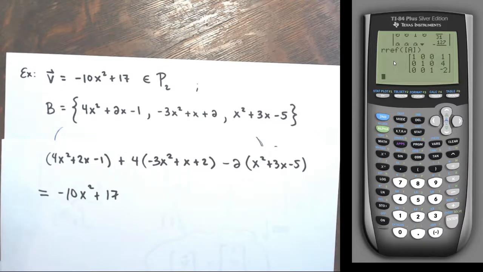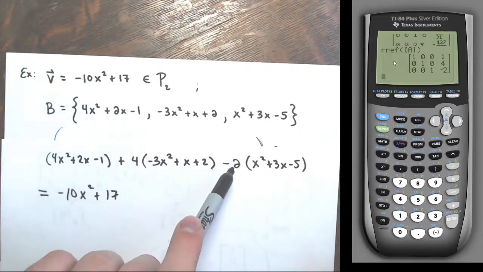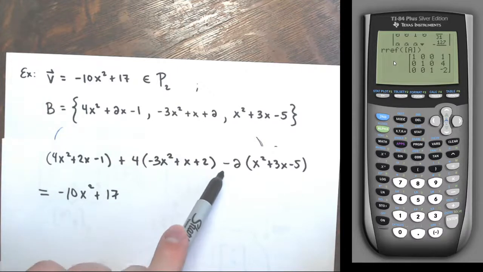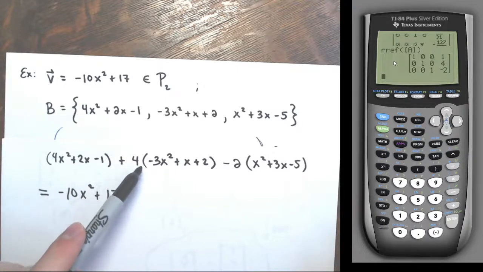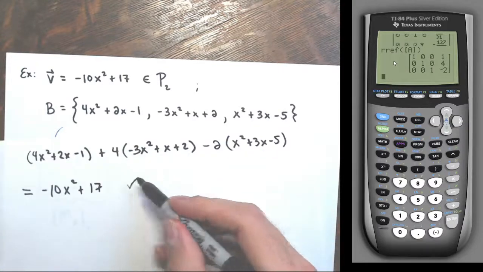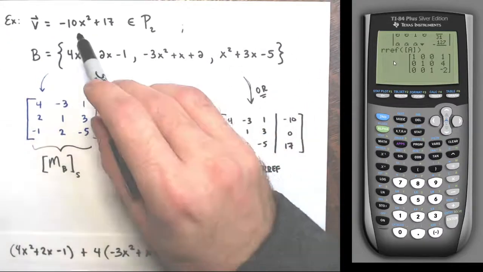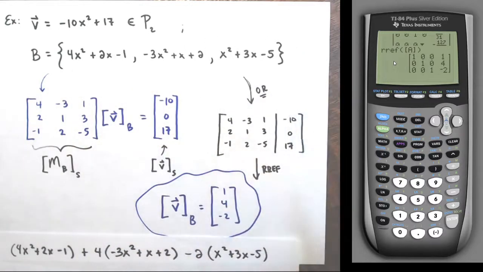We could double check this pretty quickly. Look at the x squared terms. You'd have 4x squared here. Then distributing the 4, you'd have minus 12x squared, that would be negative 8x squared. And then distributing the negative 2, you'd have minus 2x squared, that would be negative 10x squared. And then look at the x terms. 2x plus 4x is 6x, and then minus 6x would be no x. And then the constants, negative 1 plus 8 is 7, plus 10 is 17. It works. So these are the coordinates of this vector with respect to this basis, and this is the coordinate vector of this vector with respect to this basis.